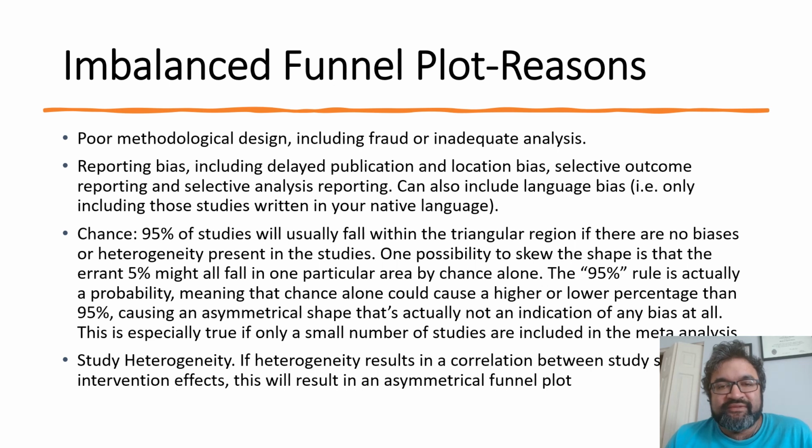Now let's take a look at why funnel plots may be imbalanced, and not everything will be as you expect. One of them is poor methodological design, including fraud or inadequate analysis. Reporting bias, including delayed publication, location bias, selective outcome reporting, and selective analysis reporting. Chance: 95% of studies will usually fall within the triangular region if there are no biases or heterogeneity present in the studies. One possibility to skew the shape is that the errant 5% might all fall in one particular area by chance alone. The 95% rule is actually a probability, meaning that chance alone could cause a higher or lower percentage than 95%, causing an asymmetrical shape.